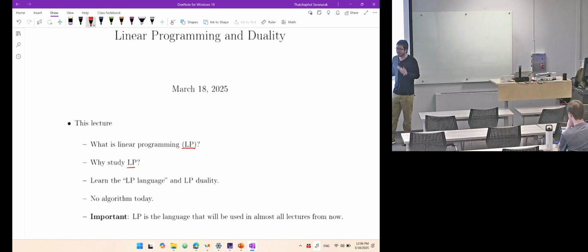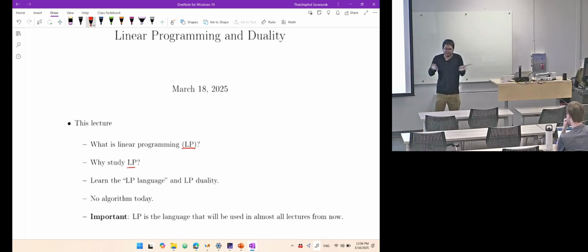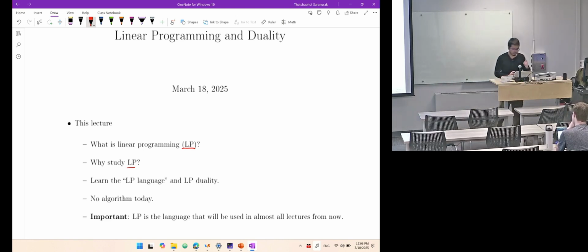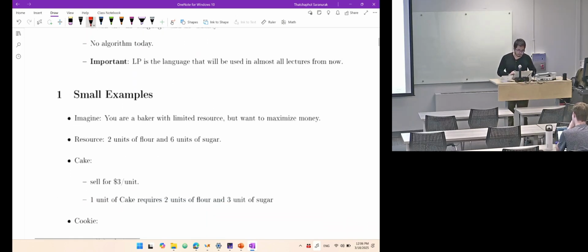It's just to learn the concept, but it's still important because basically everything after this class, throughout the whole second half of this semester, we will base ourselves on LP quite a lot. Okay, so we need this language. Okay, but let me start with some small example.